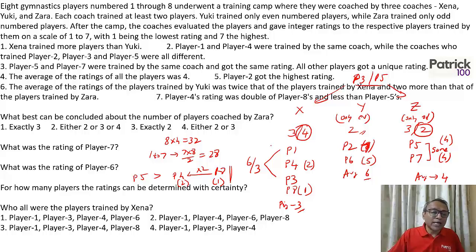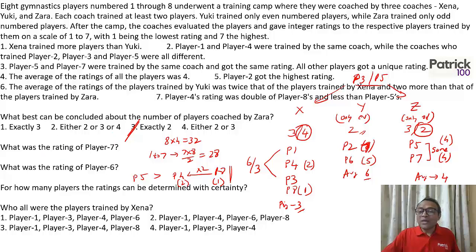So I'll go directly to the questions. What best can be concluded about the number of players coached by Zara? 2, exactly 2. To understand, once you use all the data, you don't have to worry about more. If you have not used some data, you have to go back and try to see how the data has to be used. It's very important to know which data you have not used. I've used all the data, that's fine.